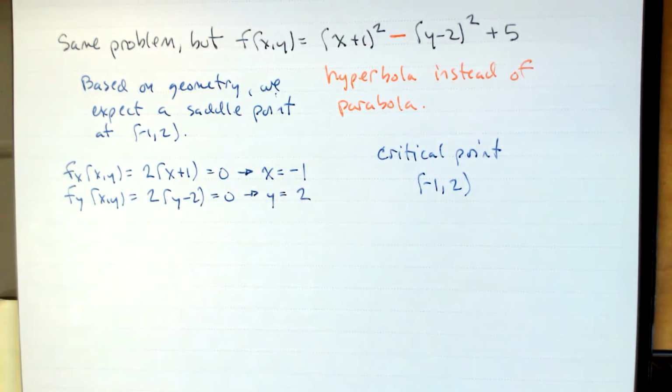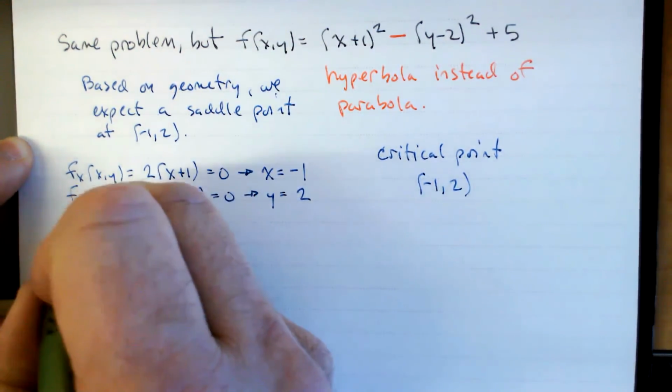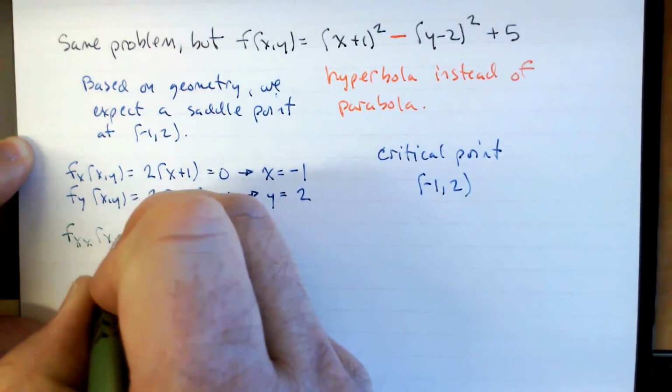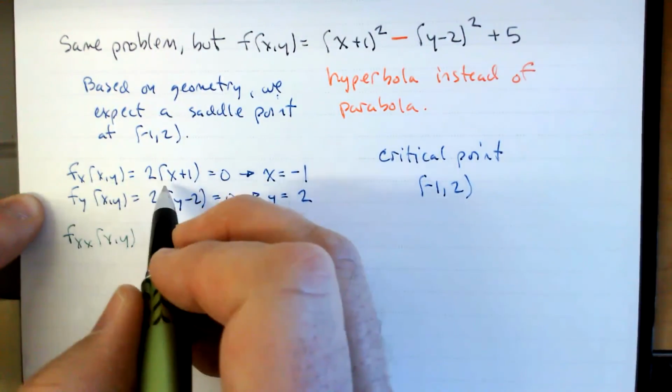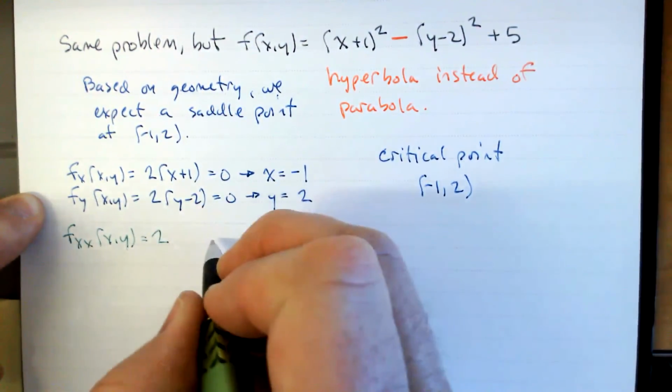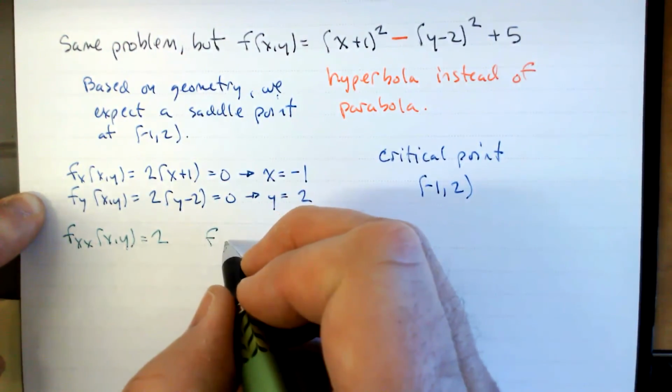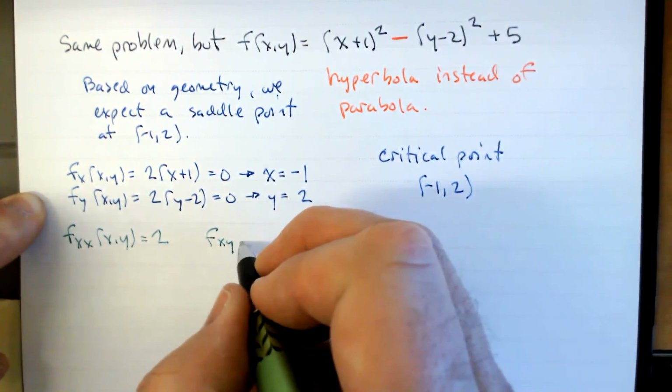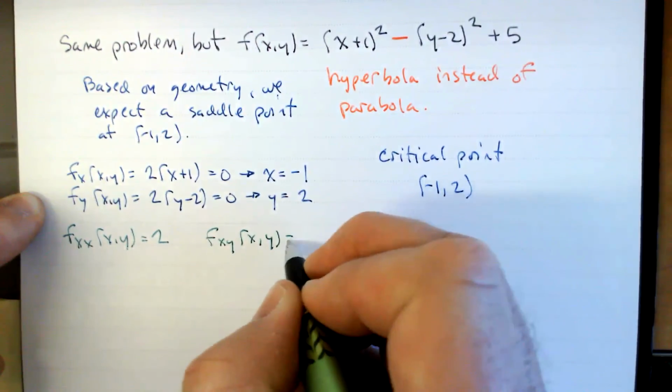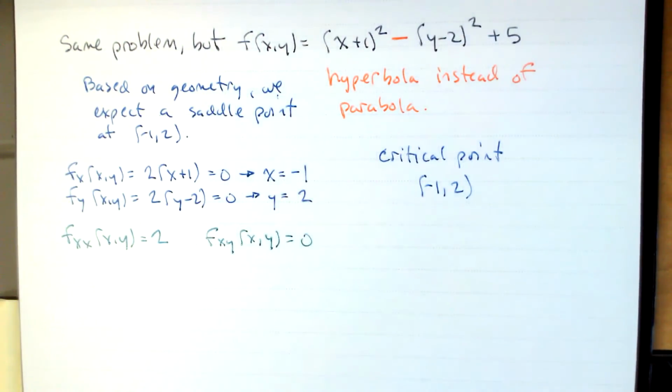Now I want to classify it by looking at the second derivative. If we look at f_xx, the second derivative is going to be 2. The derivative of f_xy is going to be 0, just like before. So that's suggesting that the function is concave up in the x direction. But that's not enough. We have more than one direction going on.